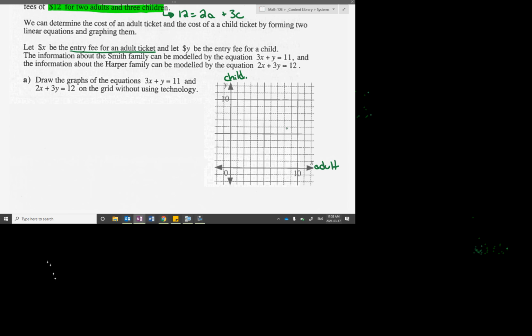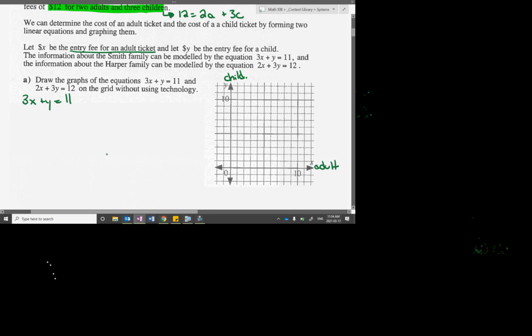If I want to graph that without using technology, how do I graph an equation when it's in this form? You all just did 3 assessments on this type of thing. You should be able to do this. Good, we need to solve for y, so that way we can figure out our x and y intercepts. So I'm going to subtract 3x from both sides. So we have y is going to equal negative 3x plus 11. And that's the Smith family.